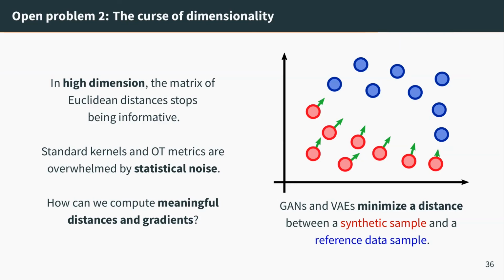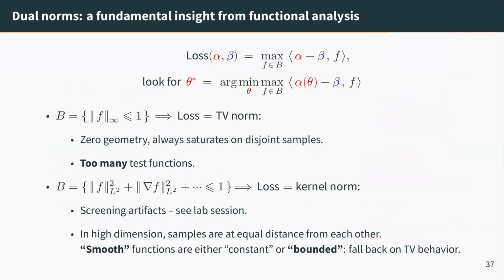So nevertheless, people want to define distances between high dimensional samples and compute gradients. This is what generative modeling is all about, GANs, variational encoders. So how can you do this? How can you compute meaningful distances and gradients in high dimensional spaces? Well, there you have really a fundamental insight from functional analysis, which is that working with measures, distributions, is a bit like working with continuous functions.